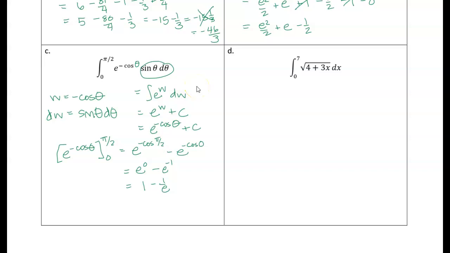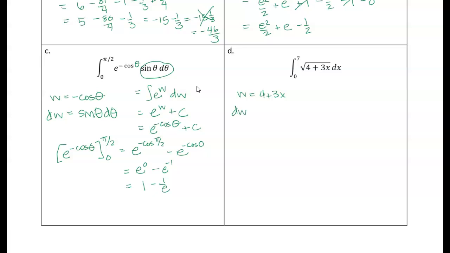All right, one more definite integral here. And this is another one we're just going to use a substitution, right? So w is, I'm going to make the inside function, the square root function with this 4 plus 3x inside. So I'm going to make 4 plus 3x equal to w.